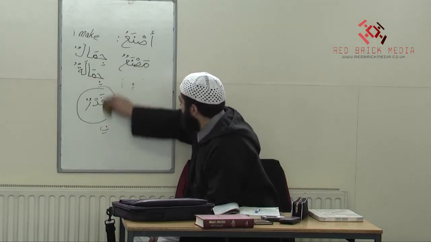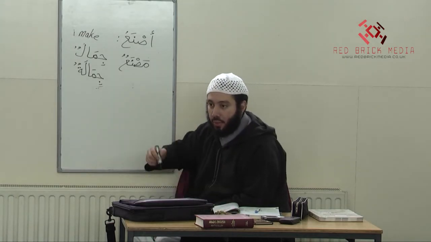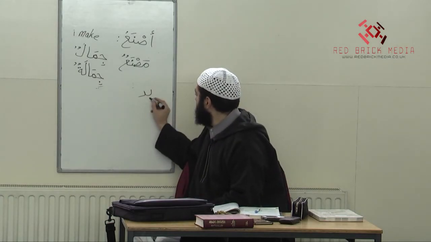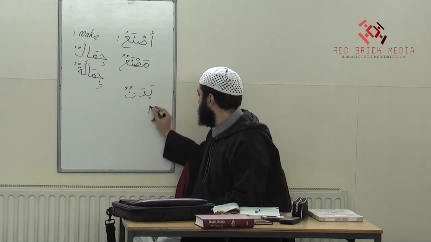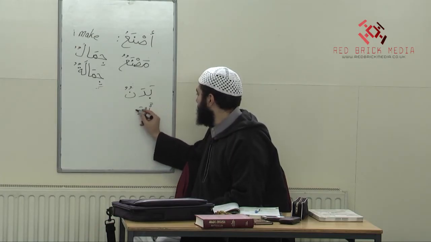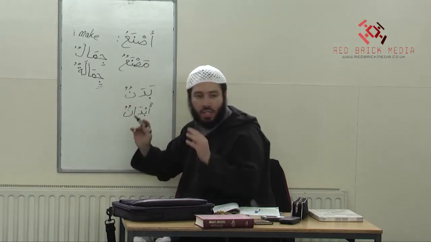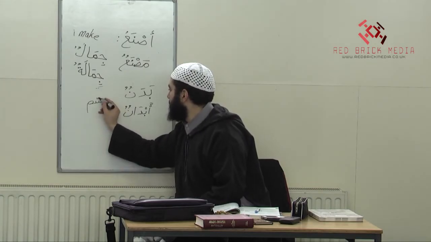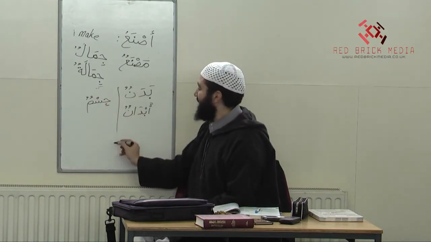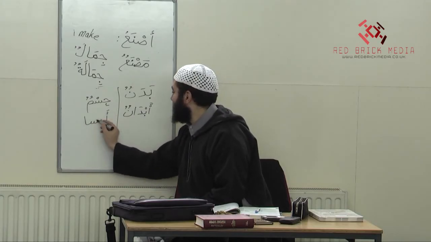What is the single form of abdan? Badanun. What is the body? I think we've done it in book one, with the pictures, with the body parts. Badanun is body, and bodies is abdanun. What's another widely used word for body? Jismun. You say jismul insan, the body of the human being. And the plural is ajsamun. Very good.